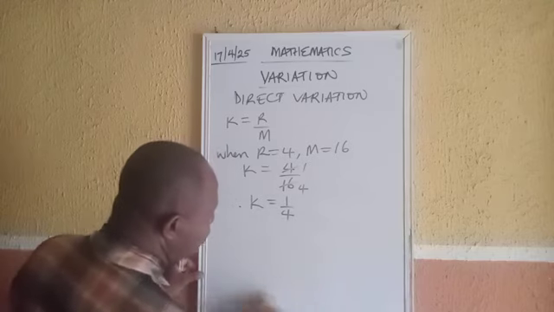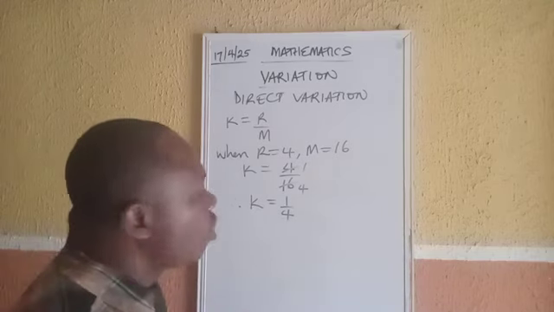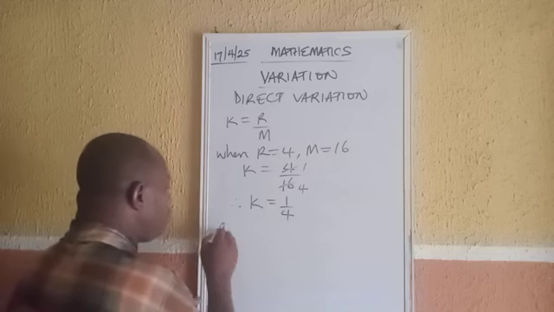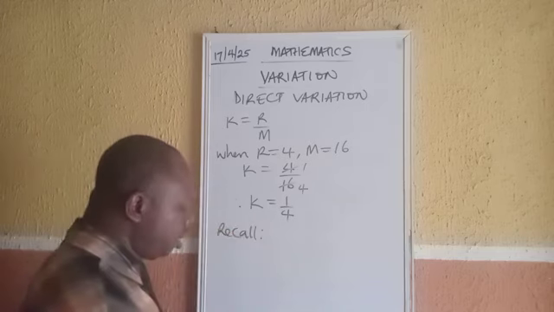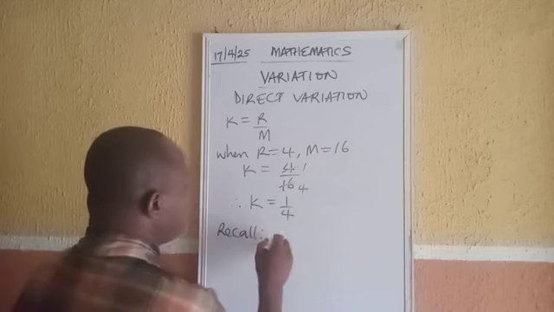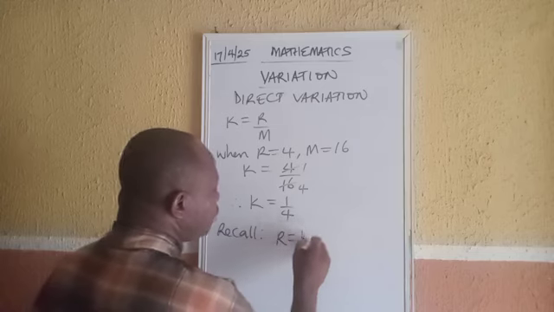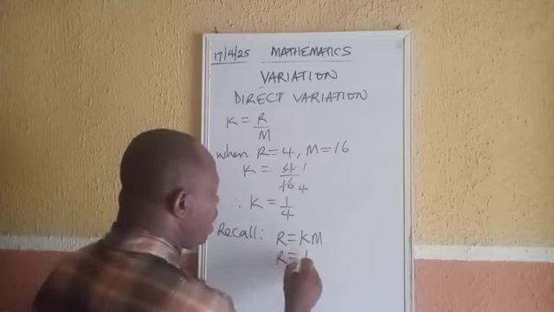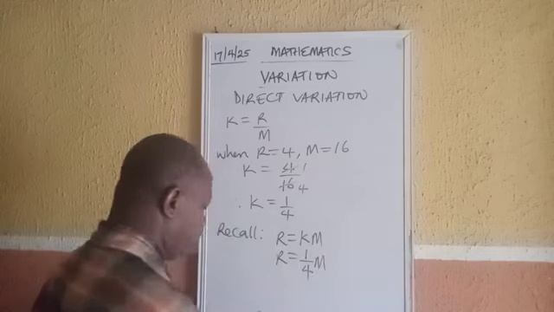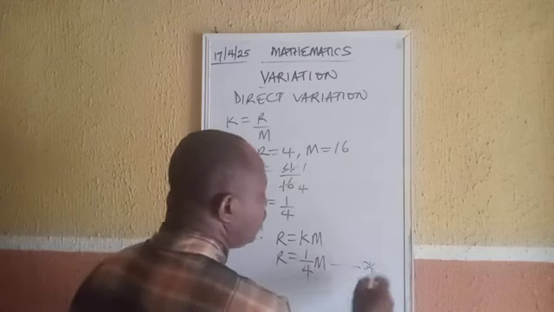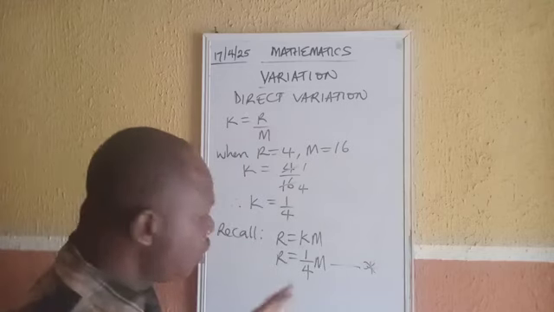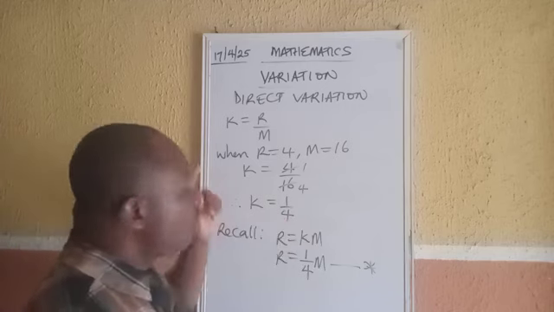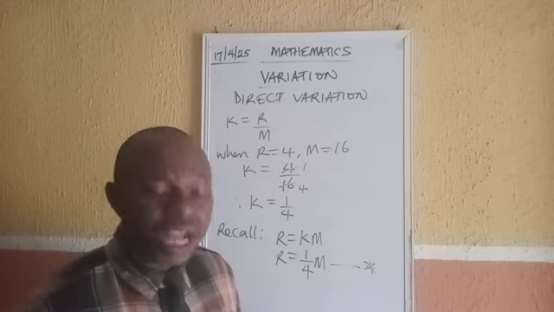Having obtained this value for K, we will now use it to obtain the law of variation. Do we recall? What are we recalling? The point we introduced the K, where we have r equals Km. So it will now become r equals 1 over 4 m. This is a law of variation. With this law of variation now, we can now obtain the quantity we are asked to calculate.